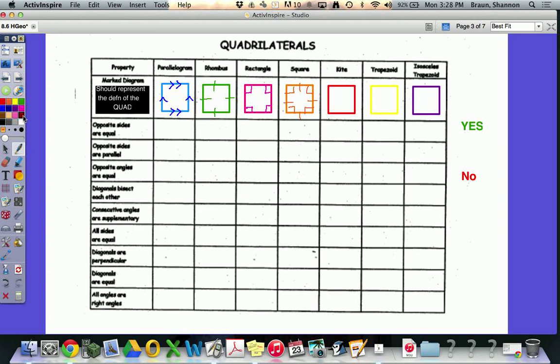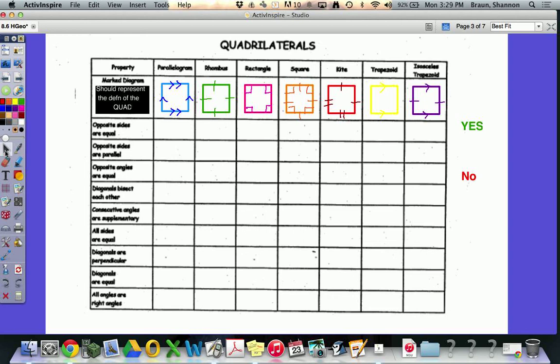And then a kite, remembering that that is when we have consecutive sides congruent, two pairs of them. So there are two pairs of consecutive sides congruent. A trapezoid has exactly one pair of parallel sides, so I'm going to draw in exactly one pair of parallel sides. And specifically, an isosceles trapezoid has one pair of parallel sides and the legs are congruent. So by putting those markings on these diagrams, I've now differentiated all these quadrilaterals, even though they all look like squares. If I go off the markings on the diagram, I know what type of quad each represents.